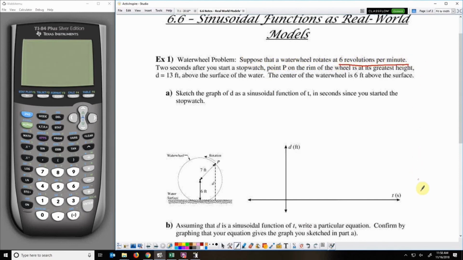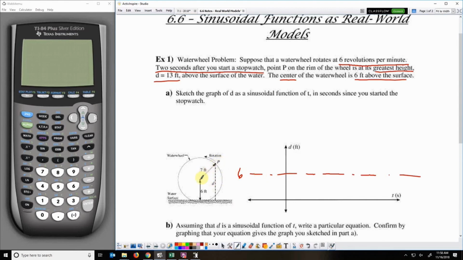6 revolutions per minute sounds important. 2 seconds after starting a stopwatch sounds important. When it's at its greatest height is important, and that height being 13 feet above the surface of the water, and the center being 6 feet above the surface is important. Okay? If the center is 6 feet above the surface, that means your sinusoidal axis is at 6.